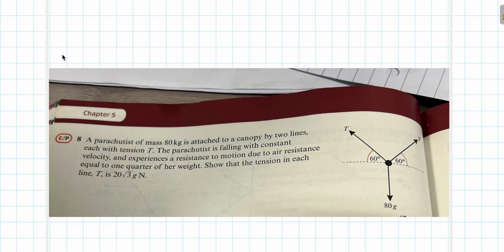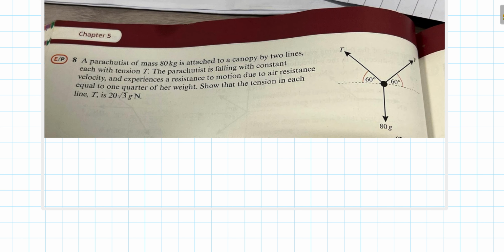Okay, this question is a forces diagram question. The first part: a parachutist of mass 80 kilograms is attached to a canopy by two lines, each of tension T. The parachutist is falling with a constant velocity and experiences resistance to her motion due to air resistance equal to a quarter of her weight. Show that the tension in each line T is 20 root 3 G.